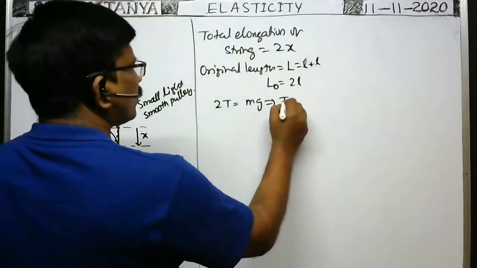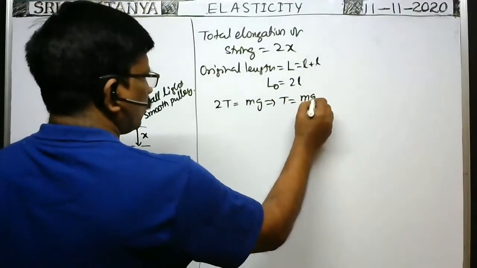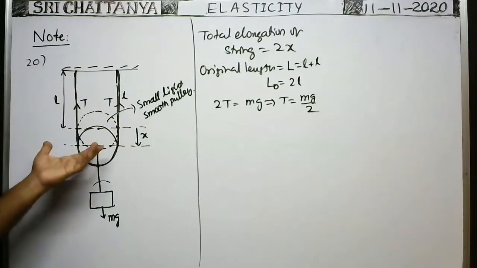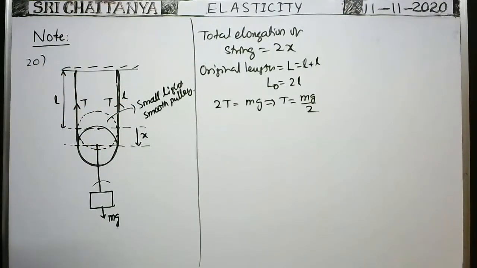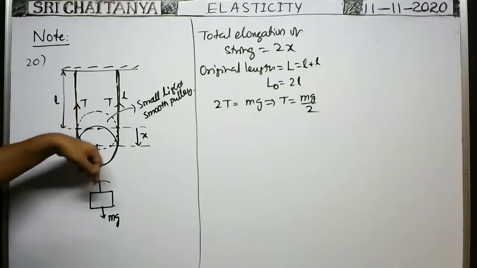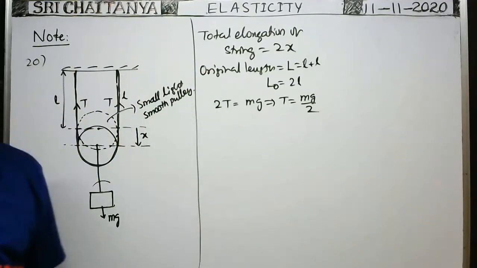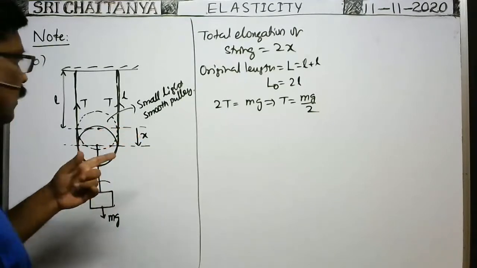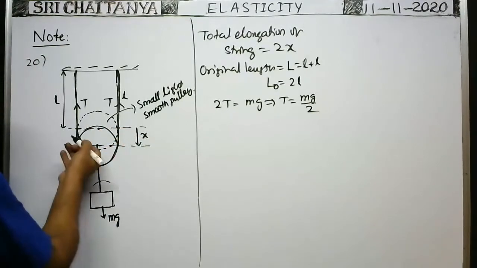This implies the tension in the string is equal to mg by 2. No doubt, in this string and in this string, the same tension is there. Because of this tension, the extension of the entire string is equal to 2x. Then what is that x they asked? Young's modulus of the material of the wire is given as Y.